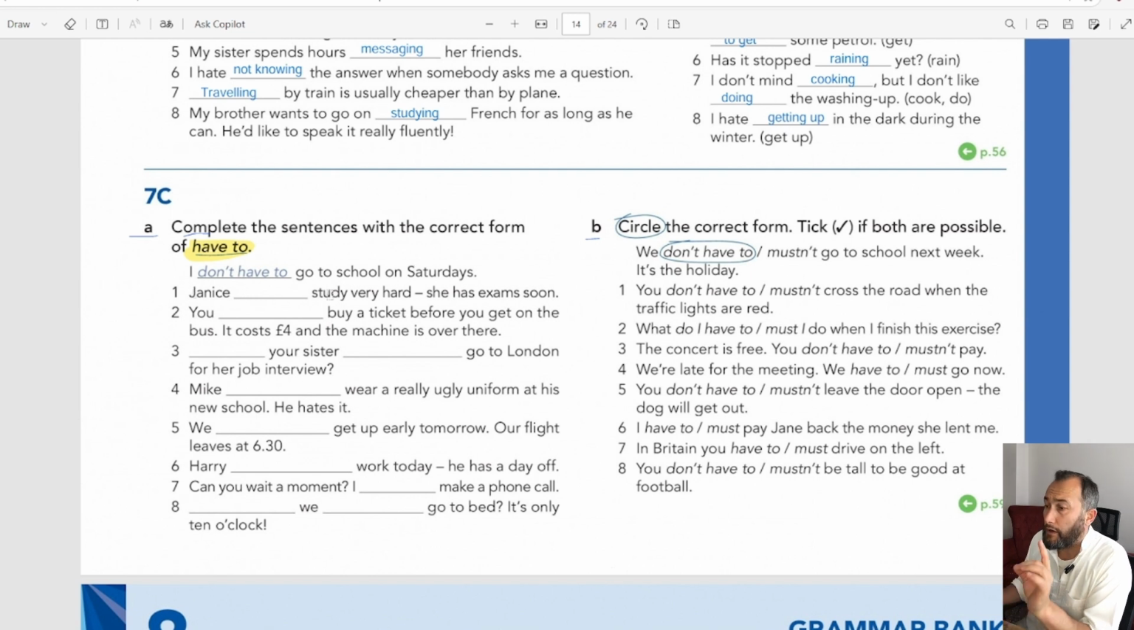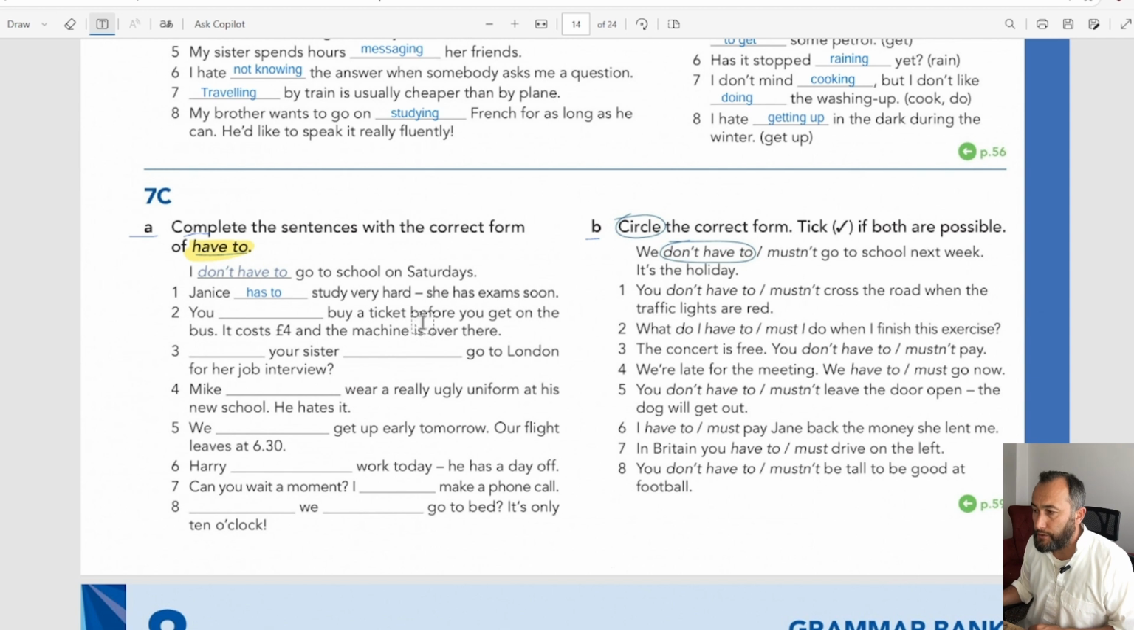This is the example. Number one, Janice studied very hard. She has exams soon. Now, logically thinking, if someone has got exams soon, that person has to study very hard. So Janice has to, because Janice is she, girl, or he, or it. She, he, it, three. We must use has to. I have to. We have to. You have to. They have to. Right? But if it's he, she, it, we must use has to, guys. So Janice has to study very hard.